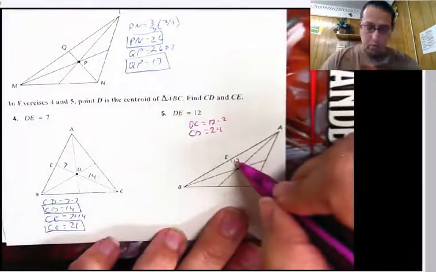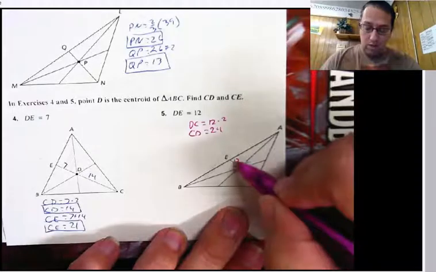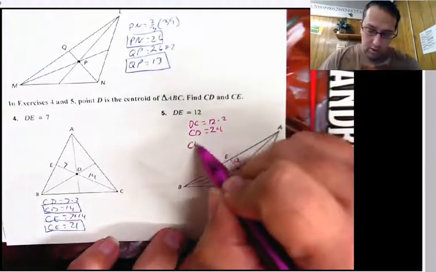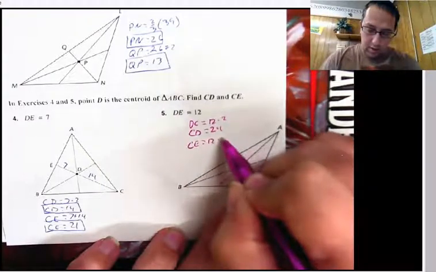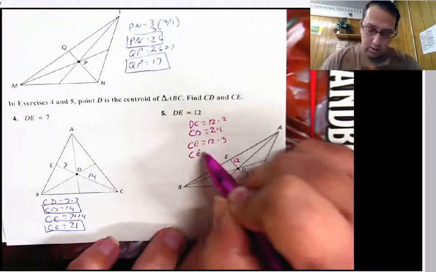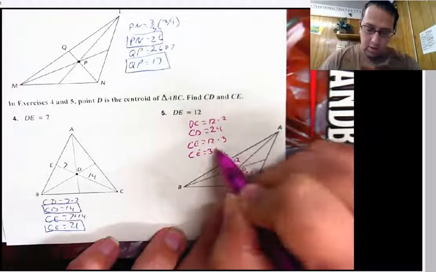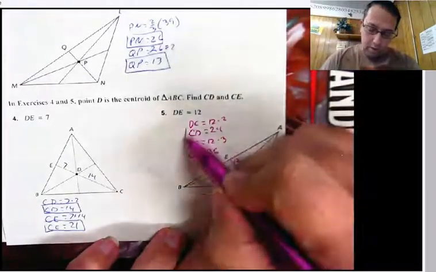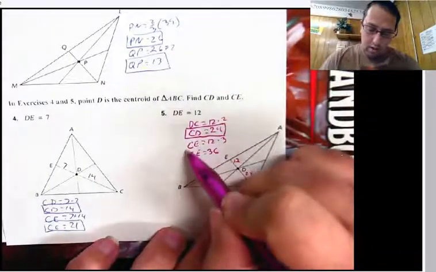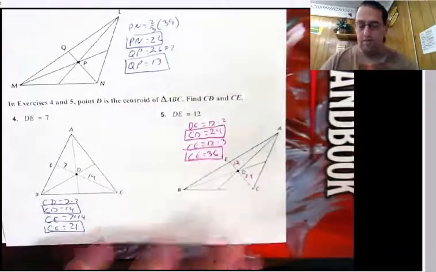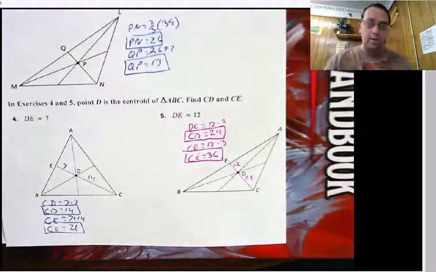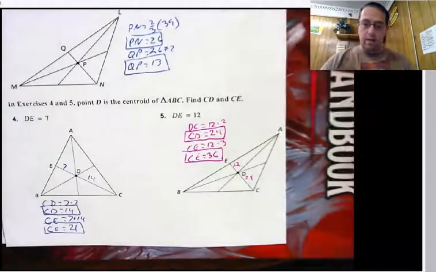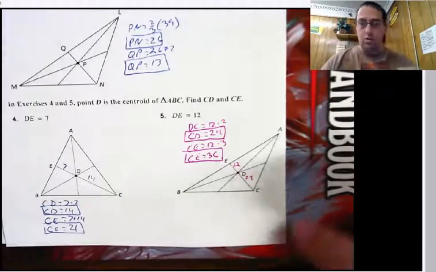And if this is 1/3, that means the whole thing is 3/3. We can just take it times 3. That's another way we could do this. So CE is going to be 12 times 3, so CE is equal to 36. Or we could have done 12 plus 24, either way. All good. Always nice when you have multiple ways to do it. It gives you options. You pick one you like. All right, so there it is. Centroid, not hard. Easy stuff. Just remember it's 2/3 to the vertex.